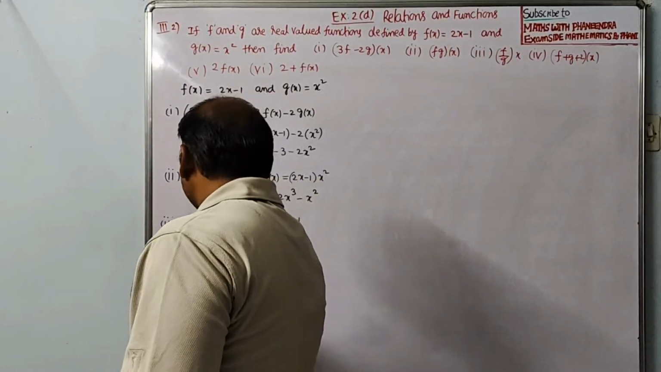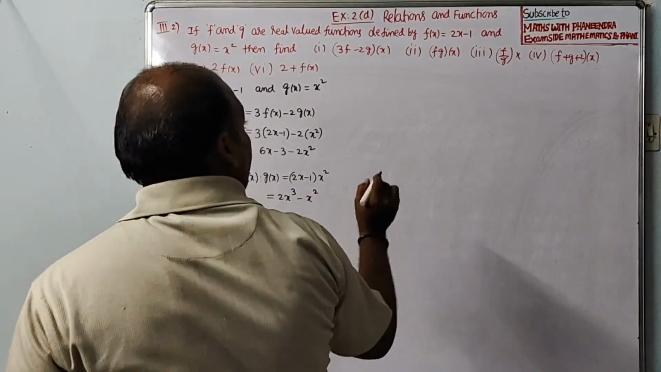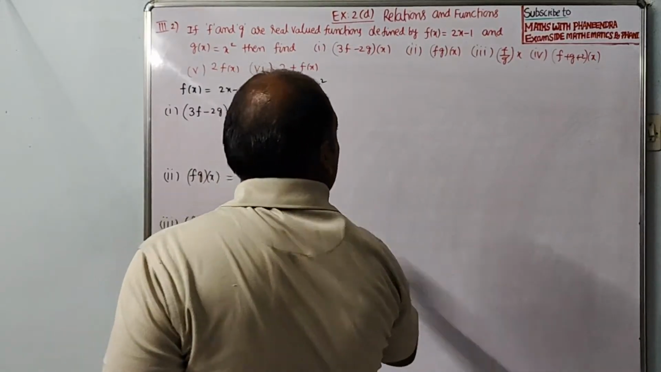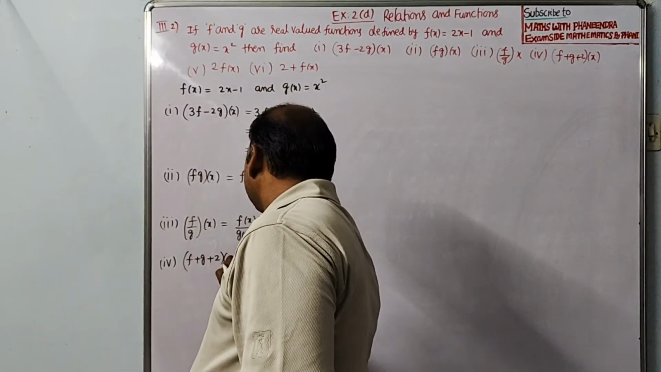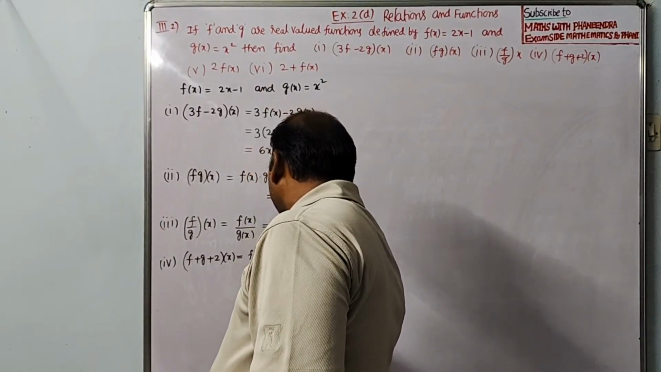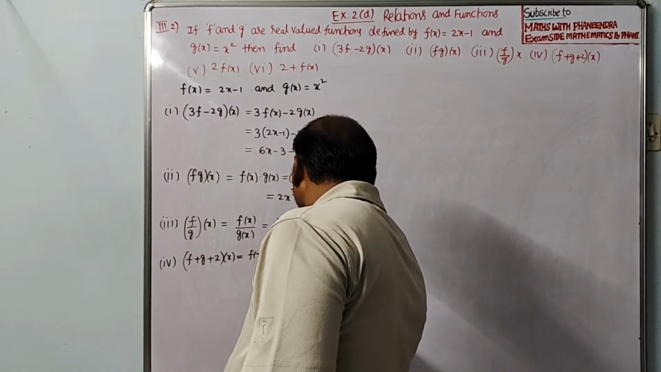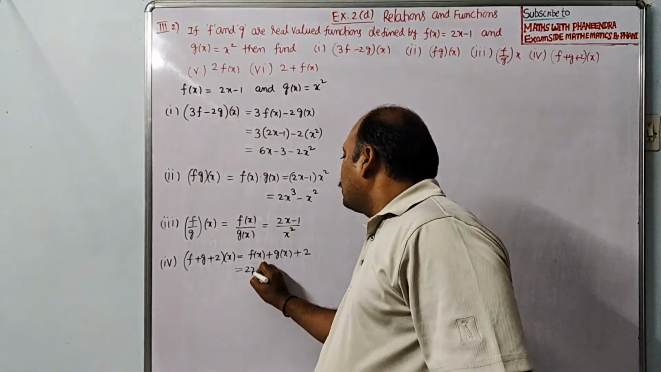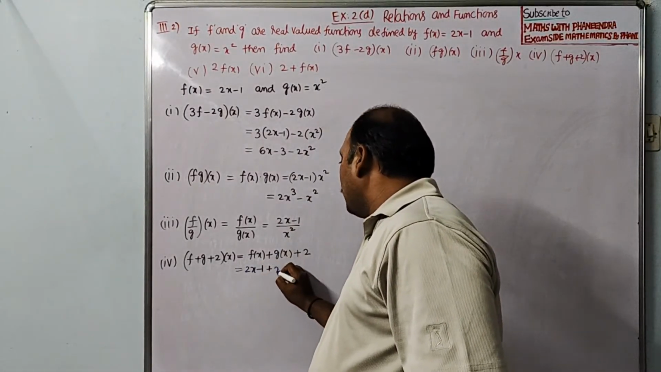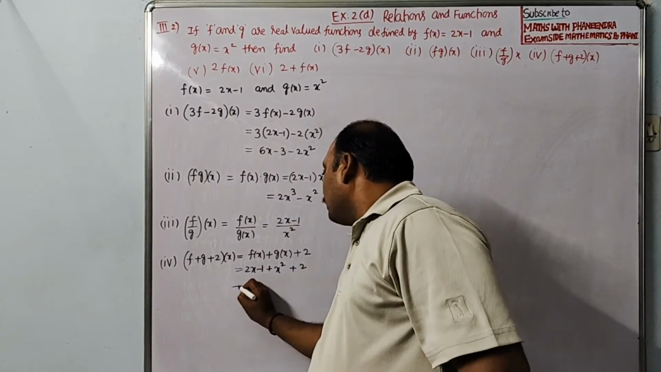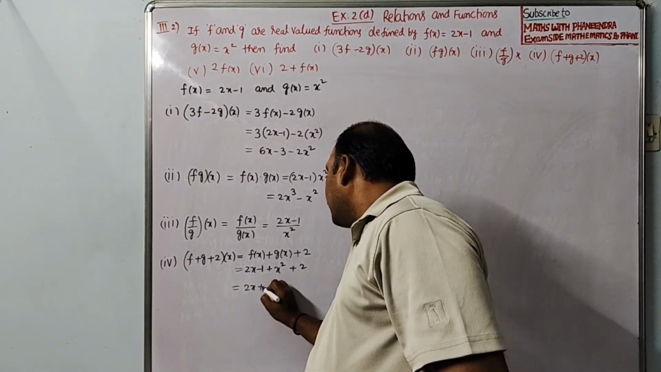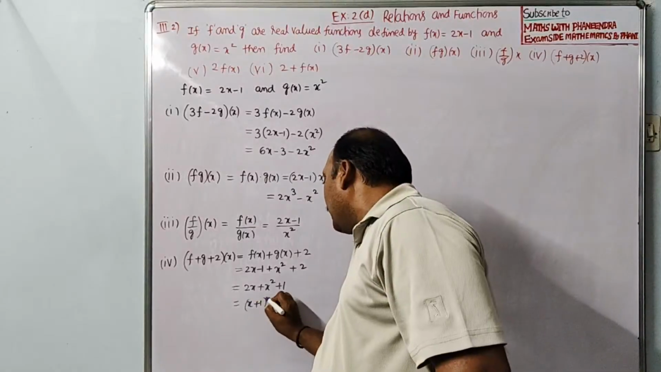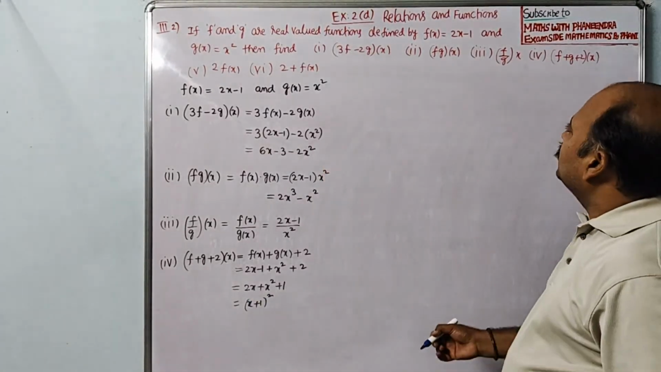So fourth one, f plus g plus 2 of x, that is equal to f of x plus g of x plus 2. So sum of two functions plus 2 extra. 2 of x we cannot write. So f of x means what? 2x minus 1 plus g of x value is what? X square plus 2. So which is equal to x square plus 2x plus 1. Is it equal to x plus 1 whole square or not? We can write like this or leave it. Not compulsory to do that.